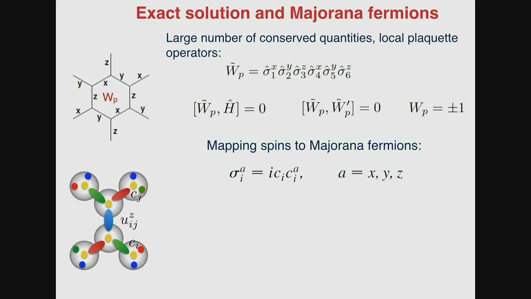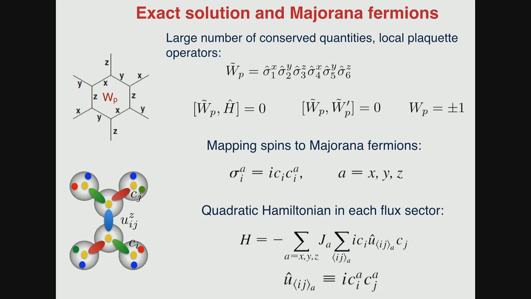So the genius of Kitaev was showing that it's possible to map these spin operators to Majorana fermions. Now each spin is represented with four Majorana fermions, three corresponding to the spin components, and one is just a neutral Majorana fermion. If you do this and rewrite the Hamiltonian using this Majorana fermionization, then you see that the Hamiltonian can be written like this.